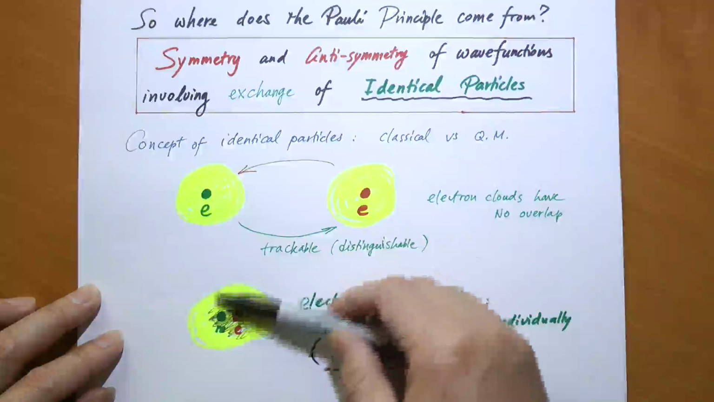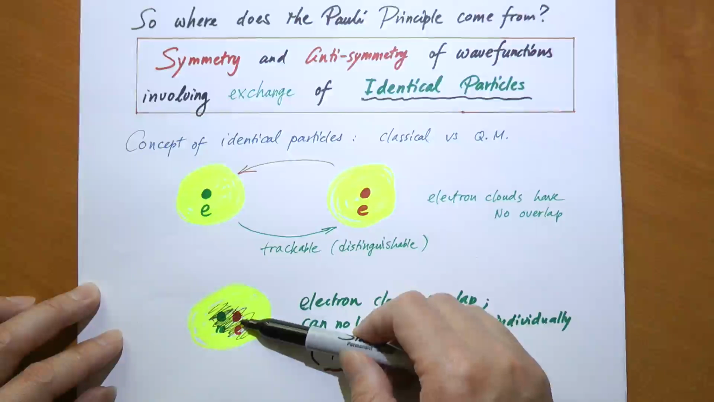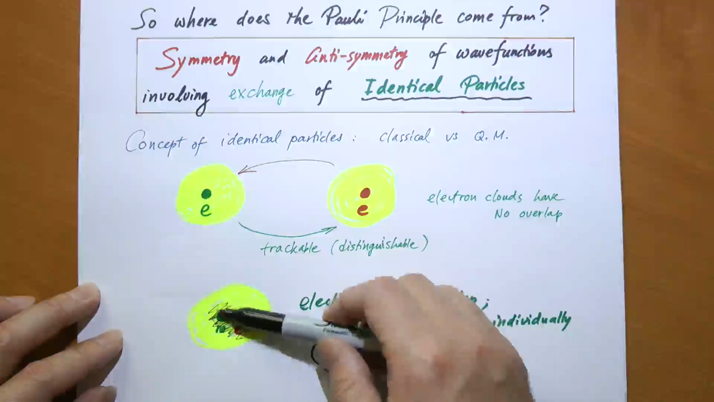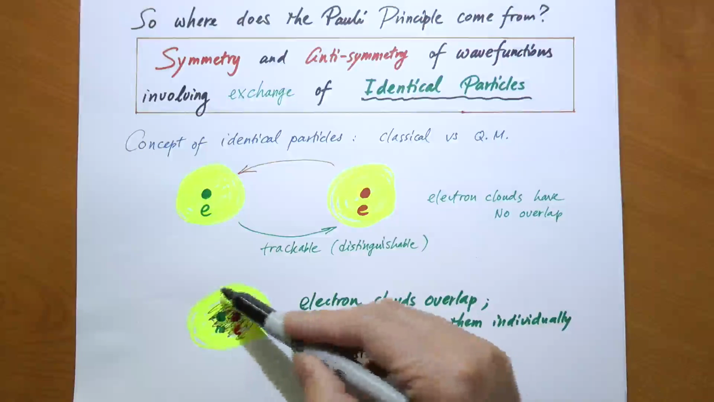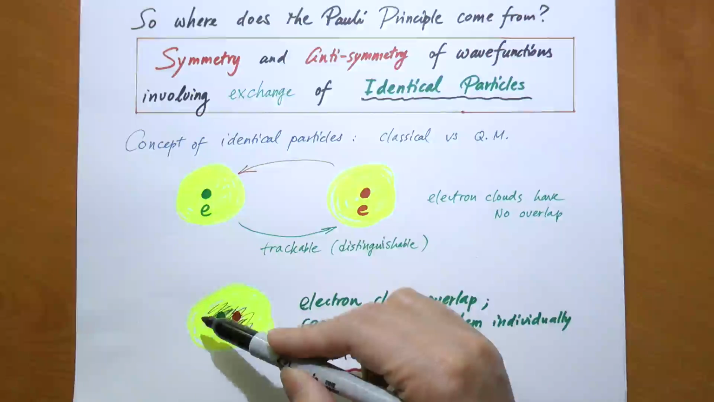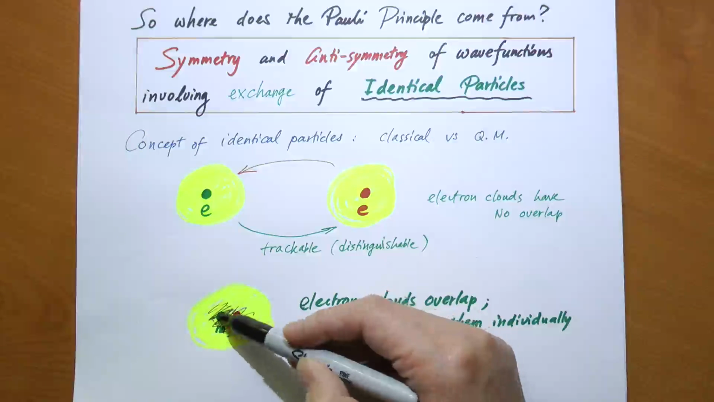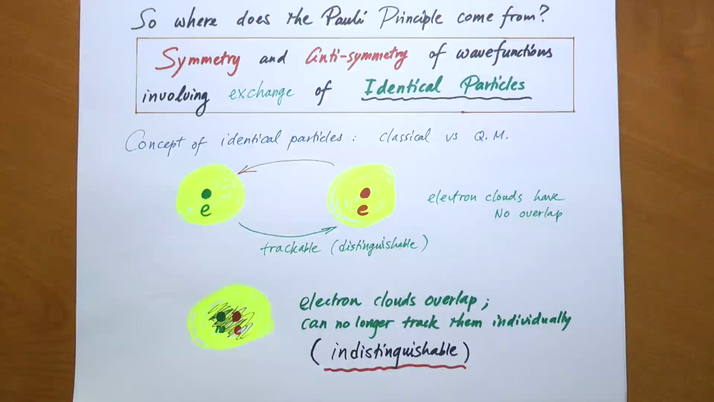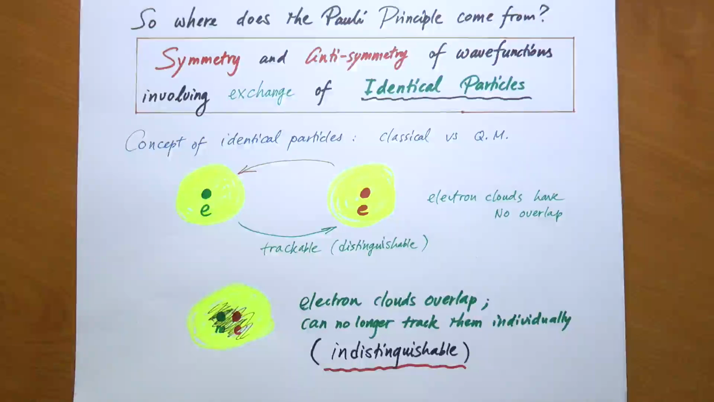Okay, so we have this fuzzy ball of probability. Within that, I know there are two electrons. But which electron is where? I cannot tell, because each electron can randomly appear anywhere inside this cloud. And suppose this electron went here, that electron went there, I would have no knowledge. All I know is the electrons are somewhere inside this fuzzy ball of probability.